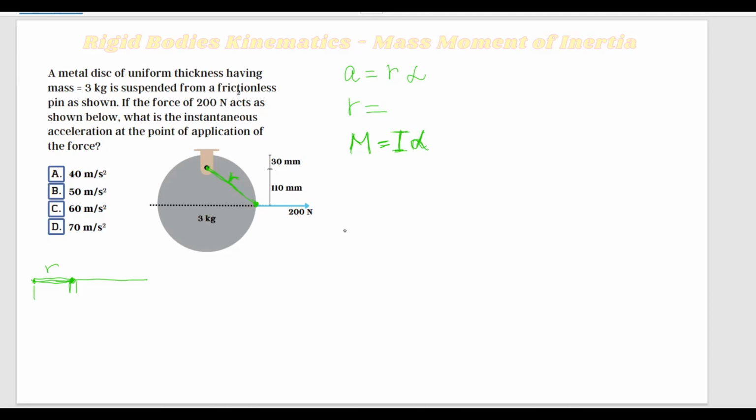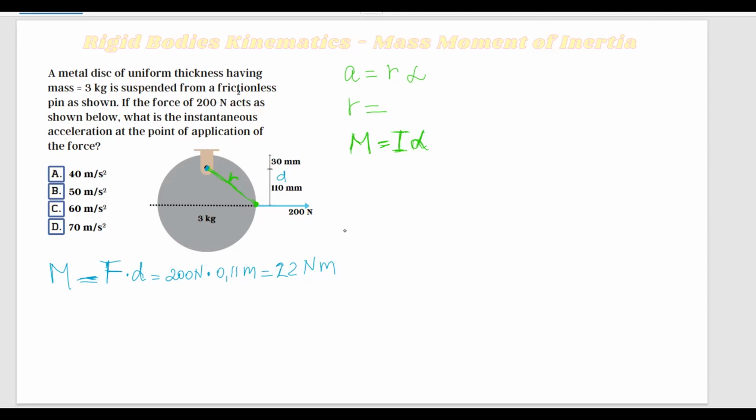First, let's see what the moment about the hinge is. The moment M is equal to the force multiplied by D, and in our case D is this distance over here, 110 millimeters. So this equals 200 newtons multiplied by D. I'm going to transform it into meters, so 0.11 meters. I get a resultant moment of 200 times 0.11, which is 22 newton meters.